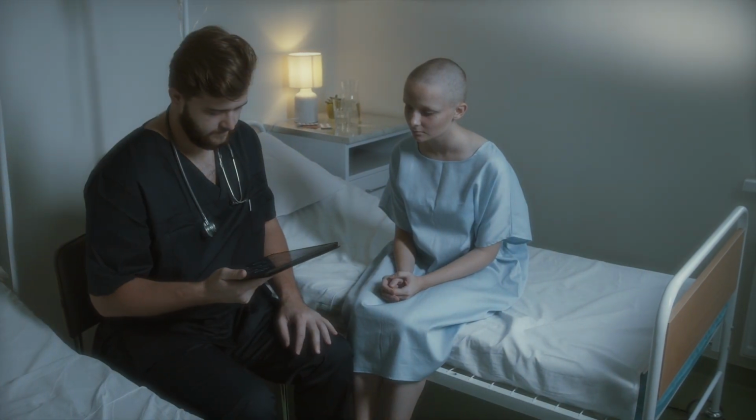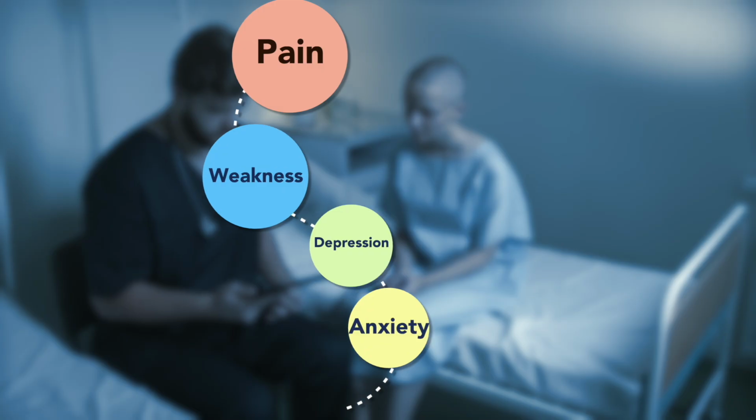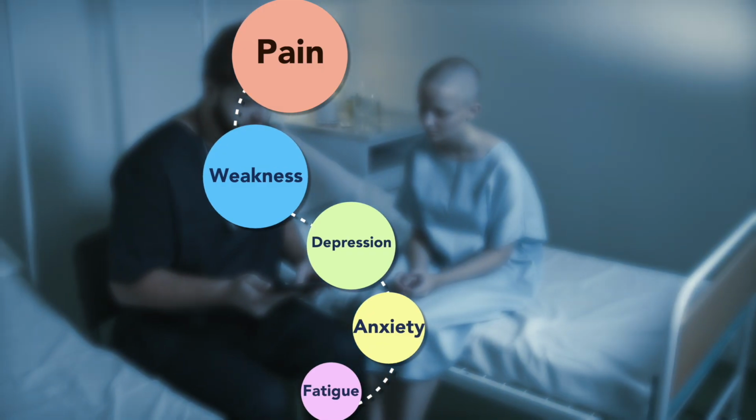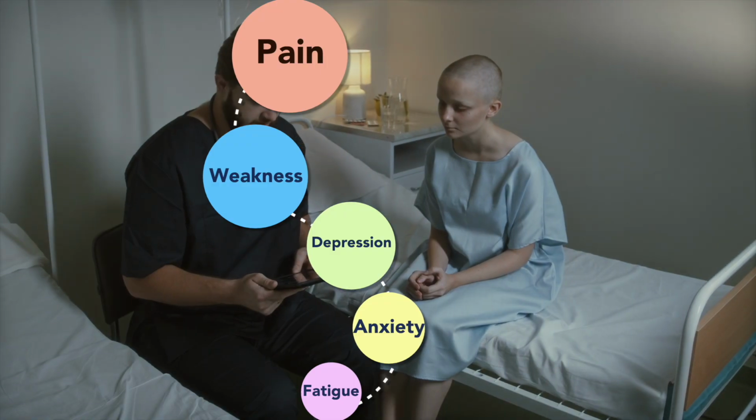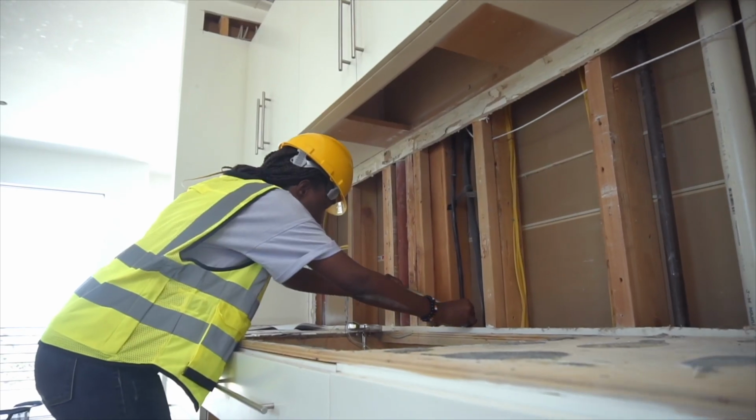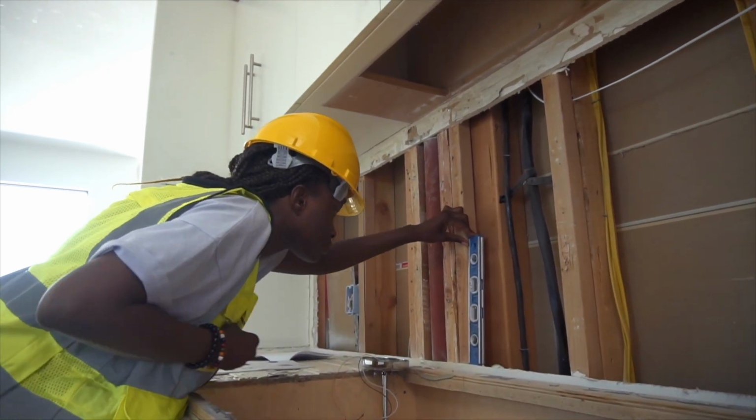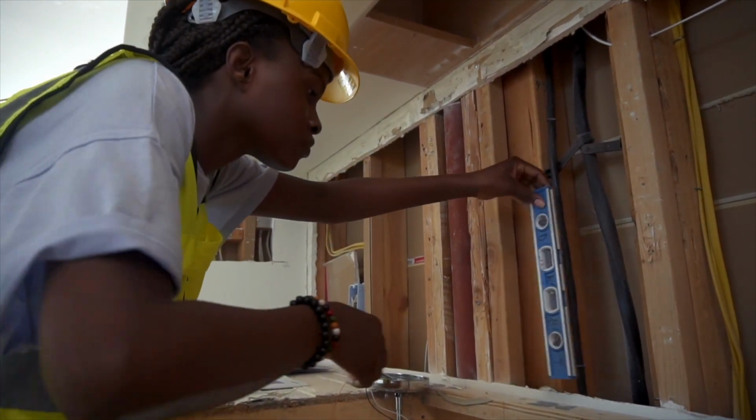So cancer treatments have different side effects like pain, weakness, depression, anxiety, fatigue, changes in body image or self-image, and all these side effects of cancer treatments affect a person's ability to engage in their daily occupations, to fulfill their occupational roles, and that is where occupational therapy comes in. So whenever there are changes in a person's mental or physical function, the occupational therapist would help the person to regain skills to engage in these occupations again.